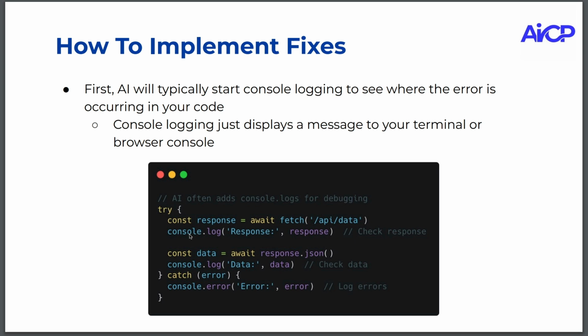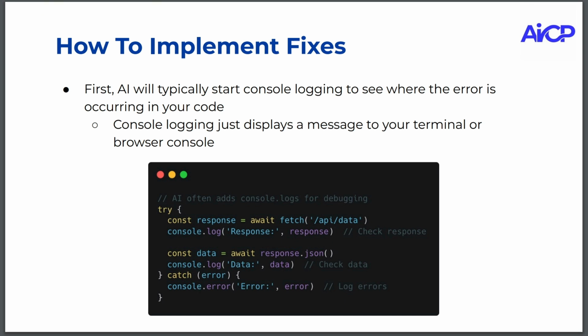So this first console log here is checking the response. So if we ran the app inside our terminal, we'll see a response that says either yes or no. And then this second console log here is checking the data. So it'll say whether it's successful or not. And then this third console error is actually logging any errors directly in our console.